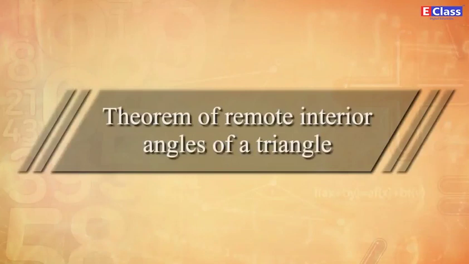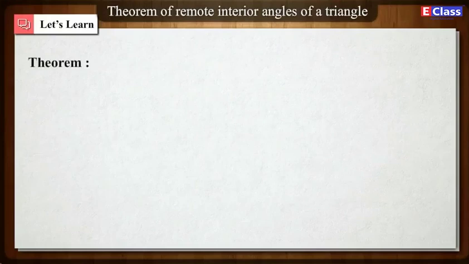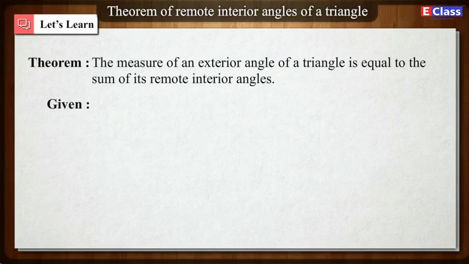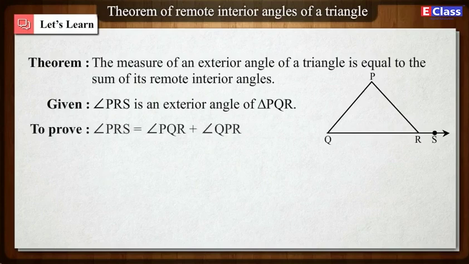Theorem of remote interior angles of a triangle. Let's learn. Given: angle PRS is an exterior angle of triangle PQR. To prove: angle PRS is equal to angle PQR plus angle QPR.